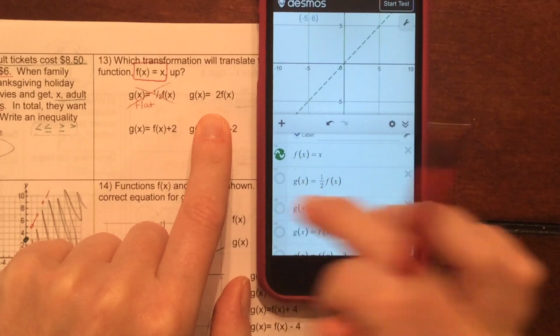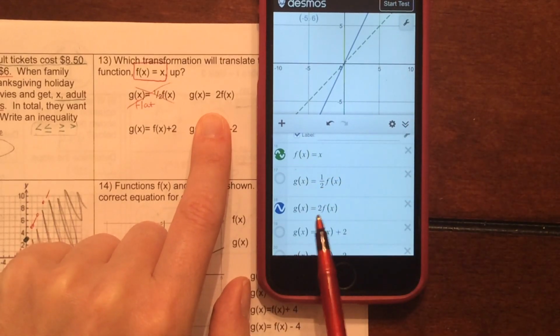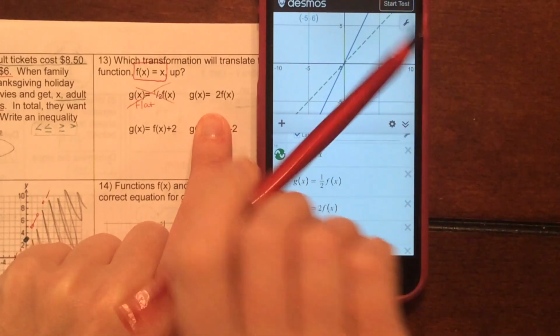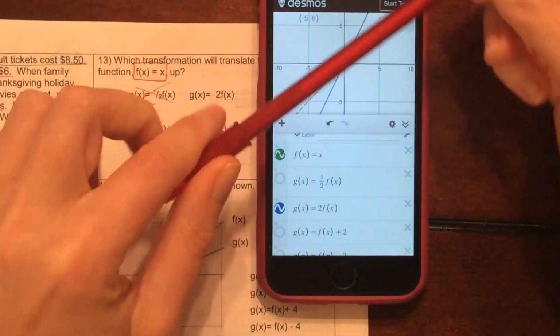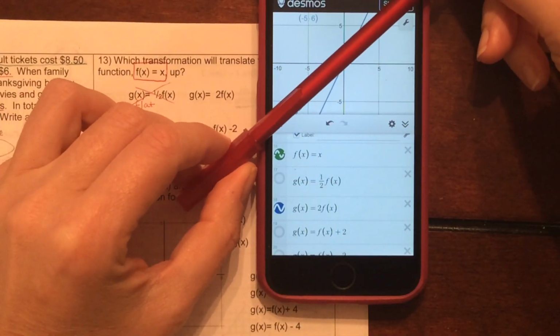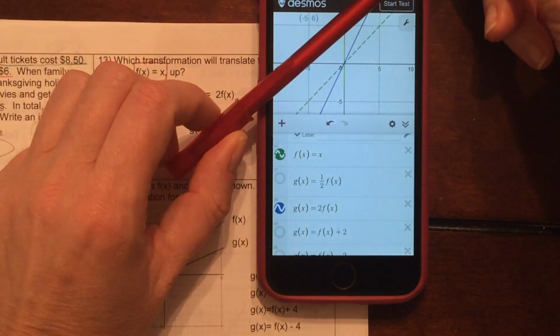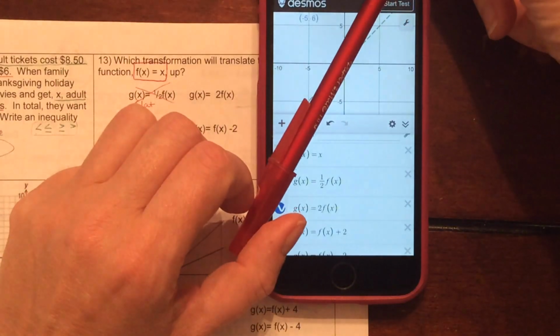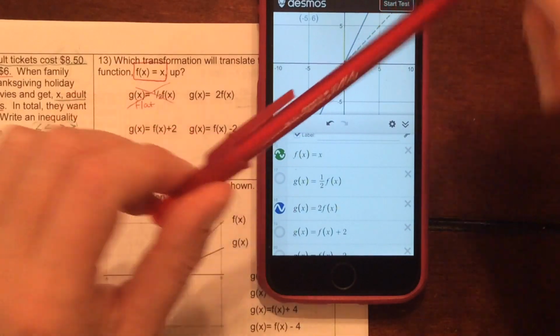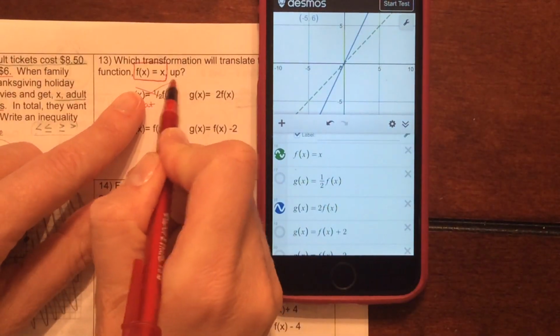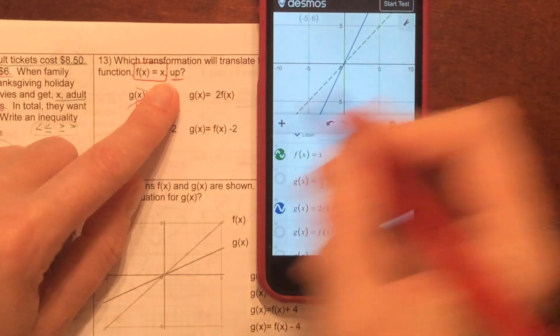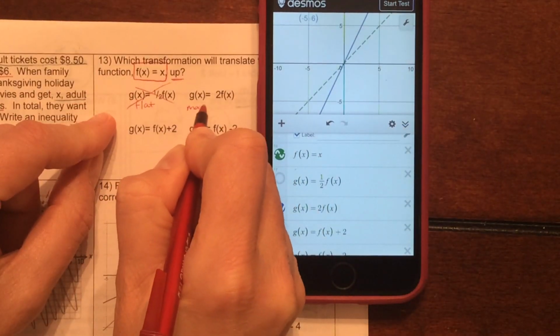So I'm going to hide that one and go to this next one now. 2 f of x. So again, here is my original, my parent function on this dashed line. Did I move the whole line up? No, what we did was we changed the steepness. And changing the steepness is not moving it up. Changing the steepness is making it more steep.